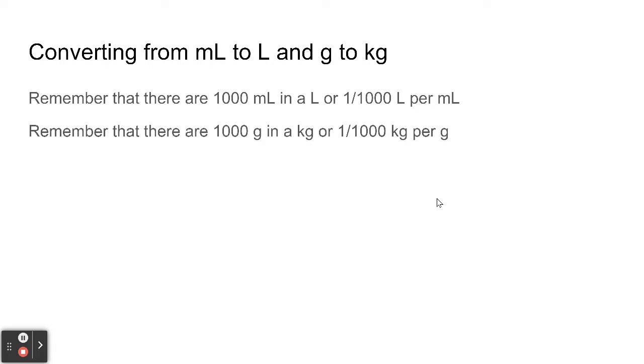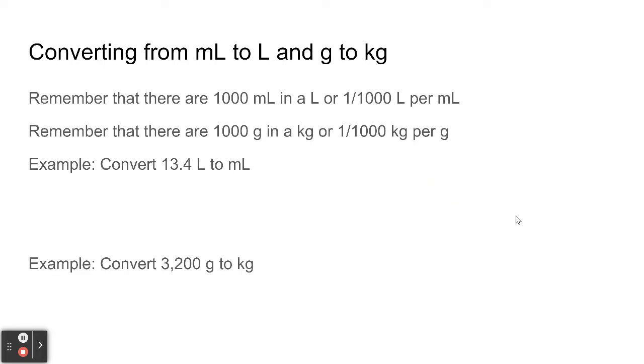So again, we're going to try going only from milliliters to liters or grams to kilograms in this unit. I'm not trying to give you too much math to worry about here in both directions. So really try to hone in on remembering how to go from milliliters to liters or grams to kilograms.